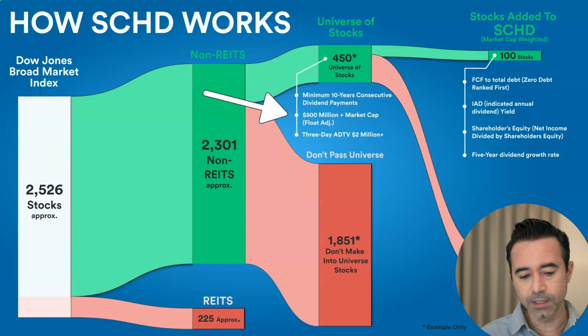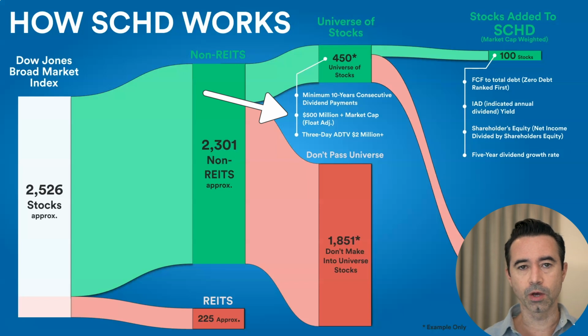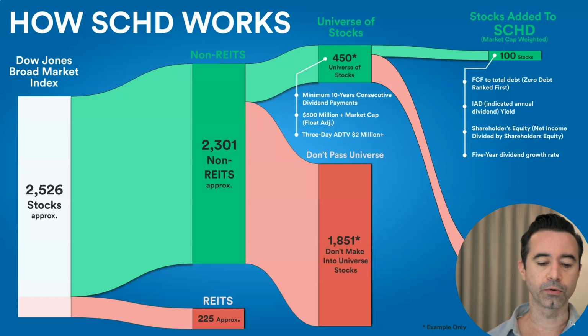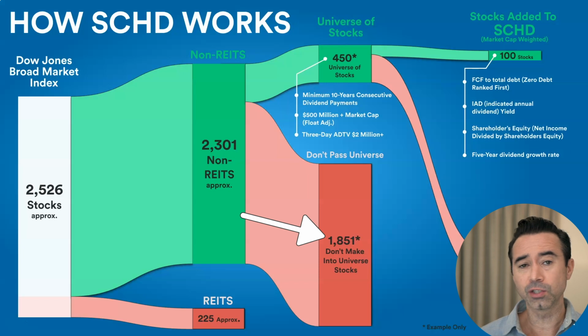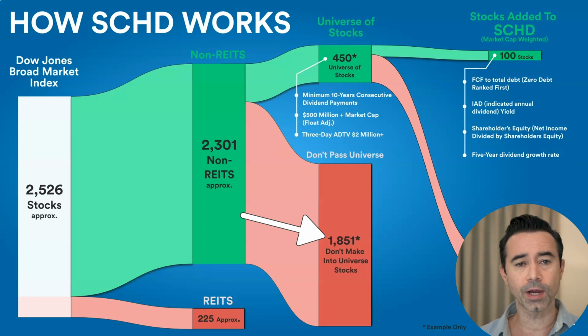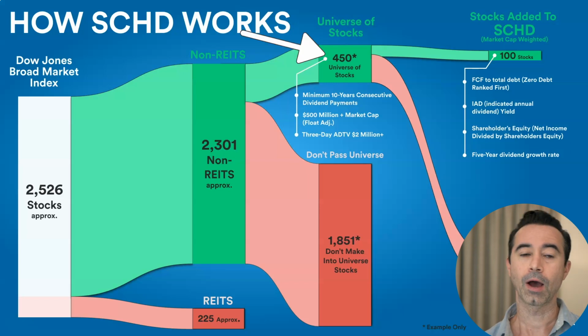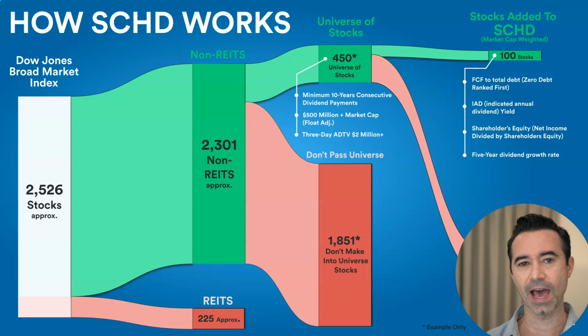Then we have about $500 million companies that have to go into this, so you can't have really small companies. We also have to have average daily trade volume of about 2 million plus. So those are the first factors we go through. Now, let's say 1,800 stocks actually don't pass those criteria, so now those can't even go into SCHD. We have 450 left. After we get to these 450, we go through some really interesting fundamental factors.